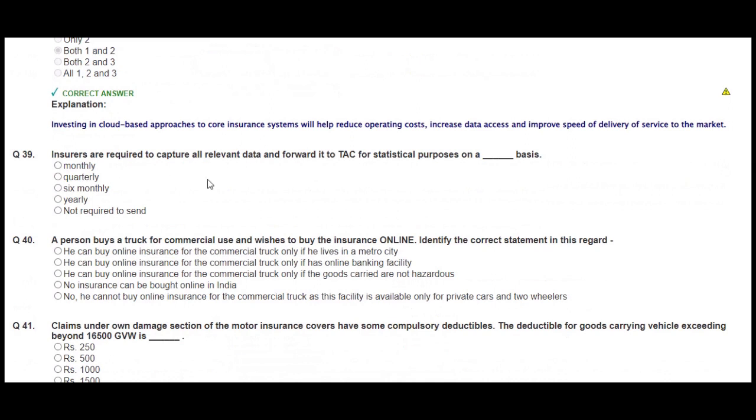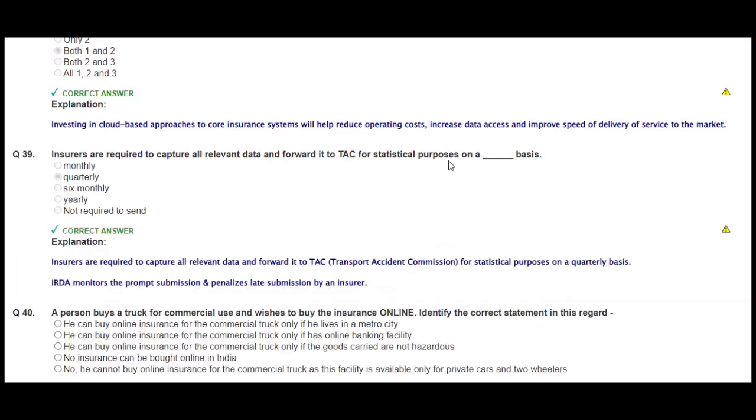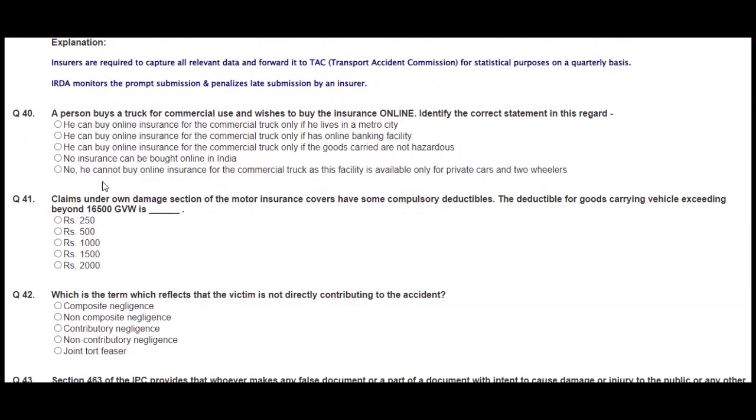Insurers are required to capture all relevant data and forward it to the regulator for supervisory purposes on a periodic basis. Directly you will tick quarterly. Every 3 months, IRDA asks for reports from insurance companies. IRDA monitors the prompt submission and finalization of the submission by the insurer. Only quarterly reports.